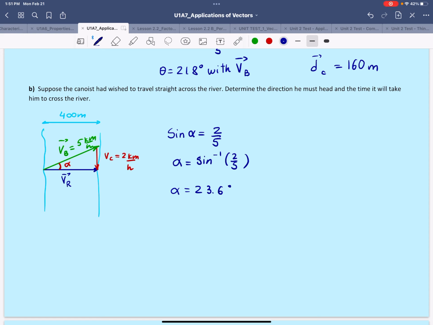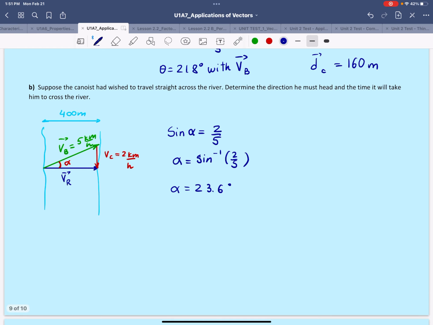Okay, so we're going to say that the canoeist must head at an angle of 23.6 degrees from the horizontal. So with this we have answered the first part of the question, the direction that he must head. Now the next part of the question is asking how long it will take, the time it will take for him to cross the river.